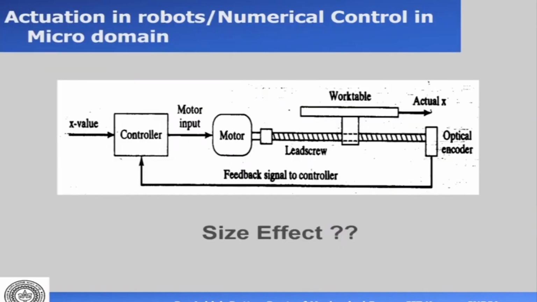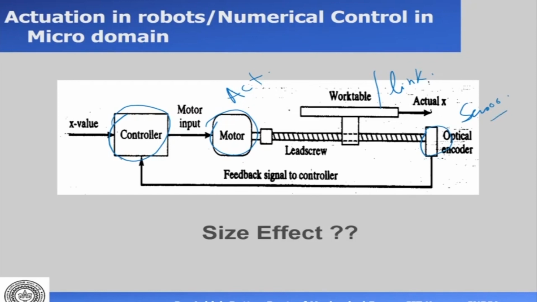Now actuation in robotics and numerical control basically has this kind of structure. So we have a controller, then we have an actuator, which is a motor. Then we have the work table or link, which is the one we want to move, and there is an encoder or a position sensor. Okay, so this is the closed loop control structure of an NC machine or a robot.